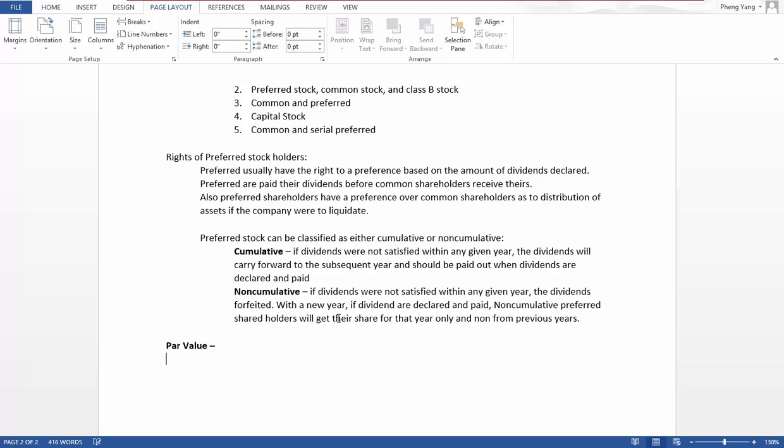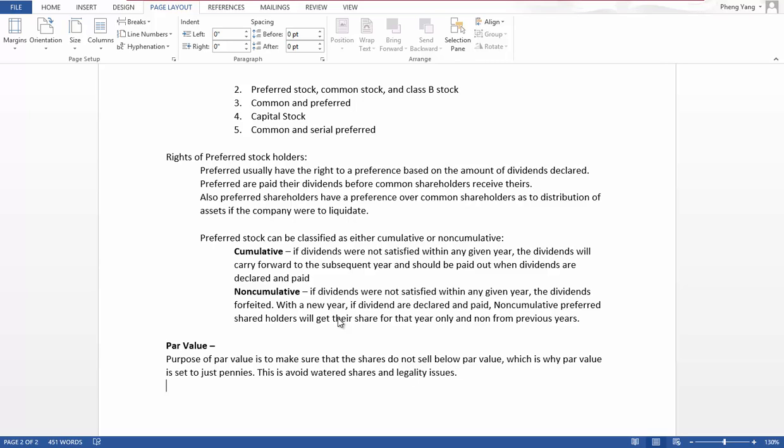So the purpose of par value is to make sure that the shares do not sell below par value, which is why par value is set to just pennies. And this is to avoid watered shares and legality issues. So you'll see that in some of our examples where common stock is usually like 1 cent per share, or $1 per share, things like that, just to avoid some legality issues and avoid what we call watered shares.